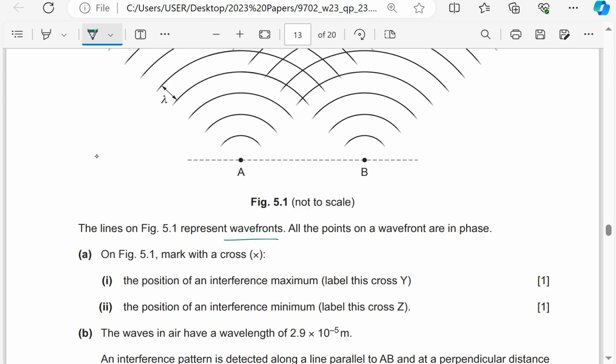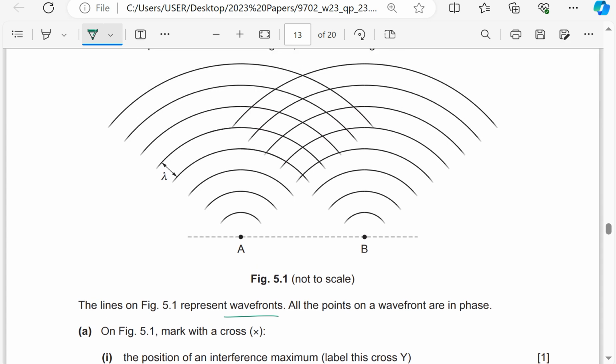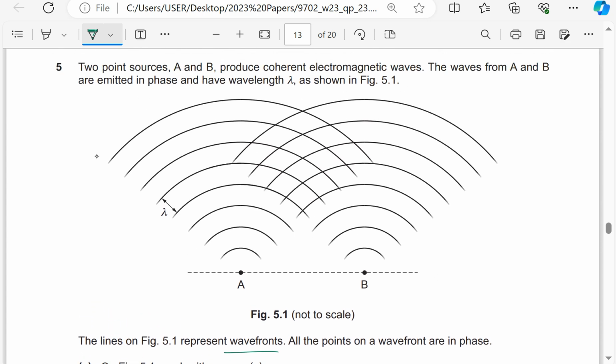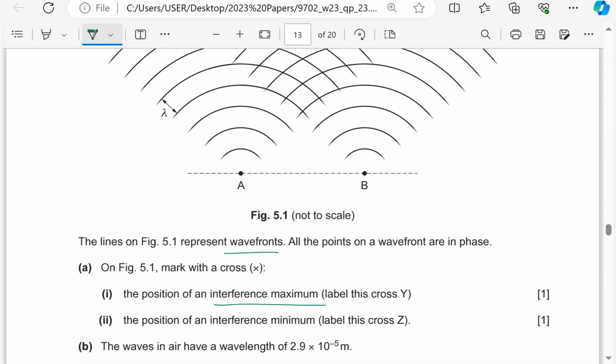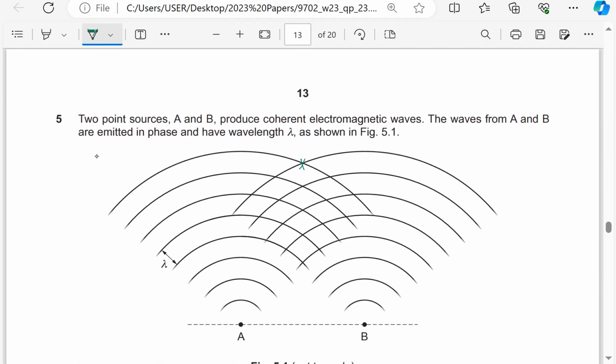On the figure, mark with a cross the position of an interference maximum. Of course, for interference maximum, a crest must be meeting with a crest. So we just look for any point where the solid lines are meeting. Because I want enough space, I'll put a cross here and label this Y. So this point here is Y. Any point where the solid lines are crossing is a maximum, a crest meeting a crest.